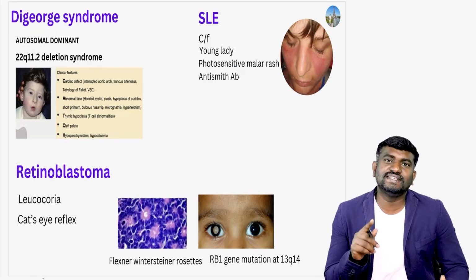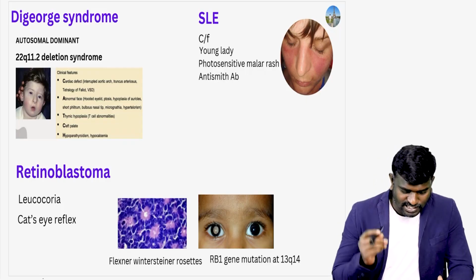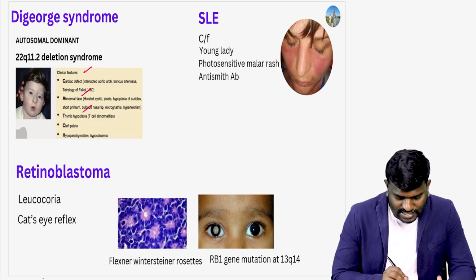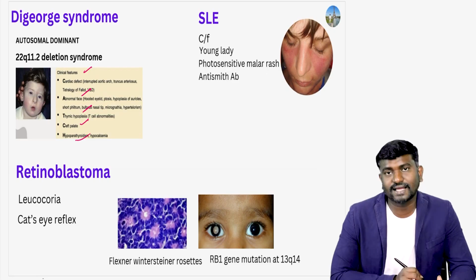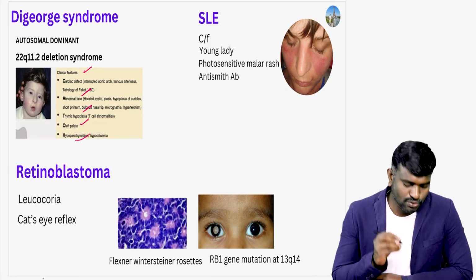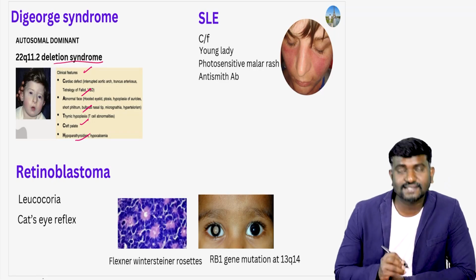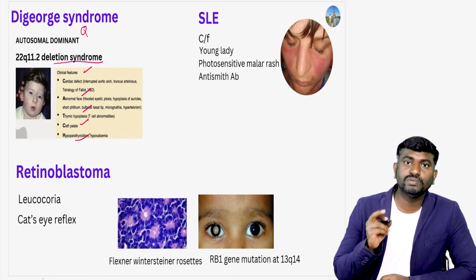DiGeorge syndrome, you have already seen it. Remember the mnemonic CATCH-22. C is for what? Cardiac defect. A is for abnormal faces. T is for thymic hypoplasia. We also have cleft palate, hypoparathyroidism and hypocalcemia. Good. It is a 22q11 deletion syndrome. Yes, it is autosomal dominant. DiGeorge syndrome is autosomal dominant.